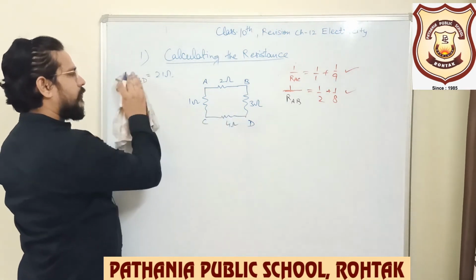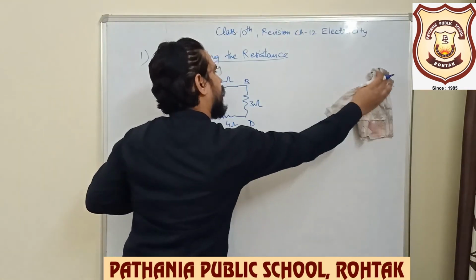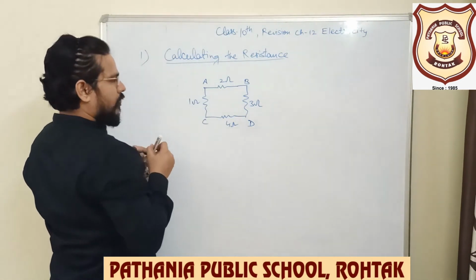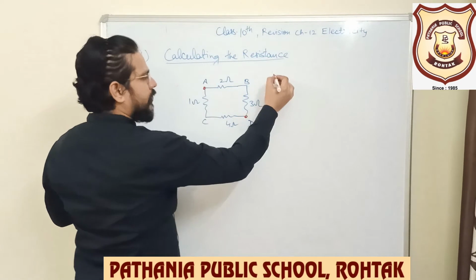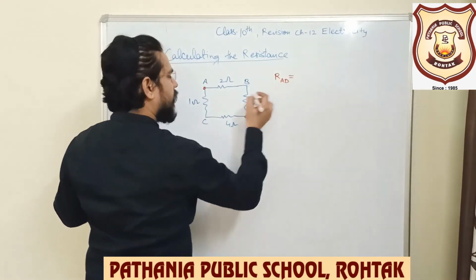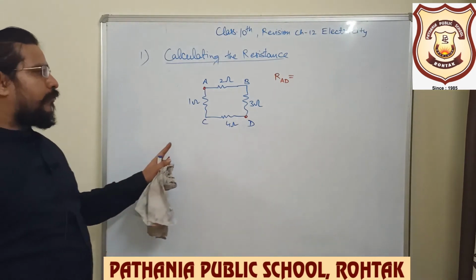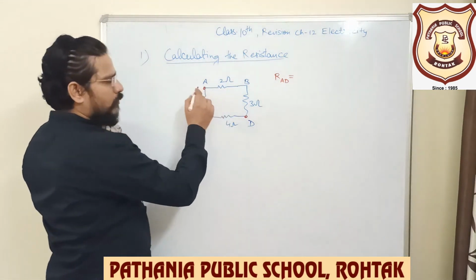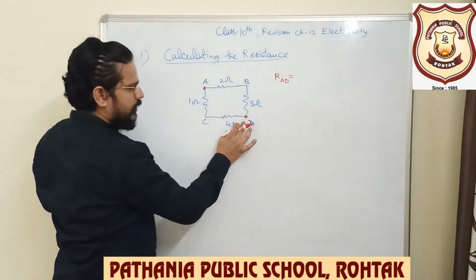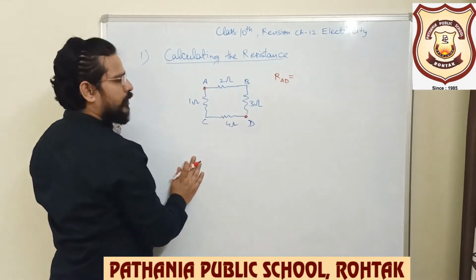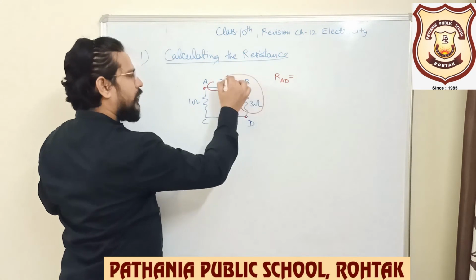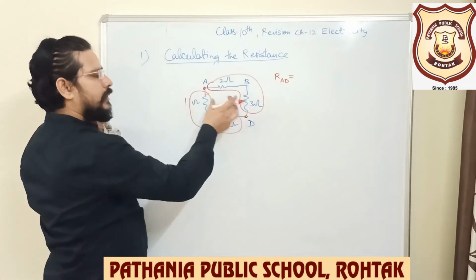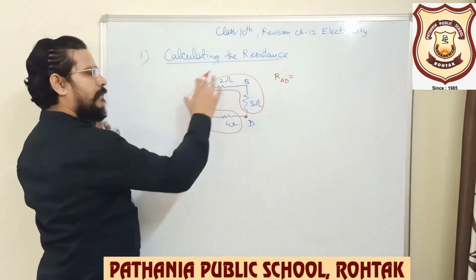Now what will happen if the examiner is asking about RAD? What is the resistance RAD? Diagonally opposite point. The same method you can apply for RBC. So for RAD, now as the point has changed from AC to AD, 2, 3, 4 are no more in series. Now you can see that this 2 and 3 is in series, and this 1 and 4 is in series, and their series combination is connected in parallel.